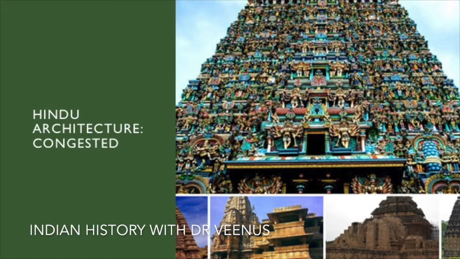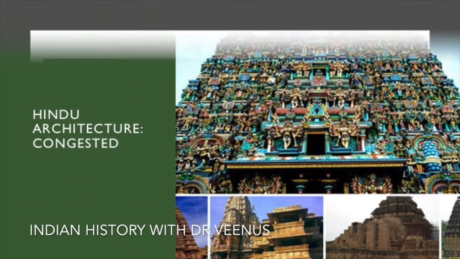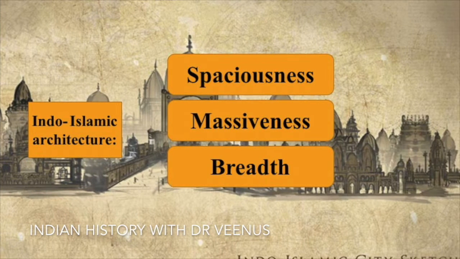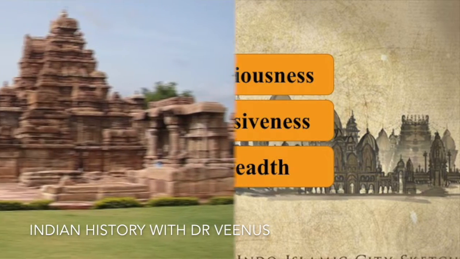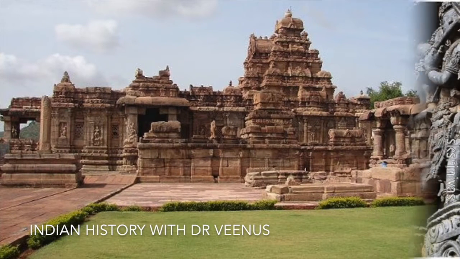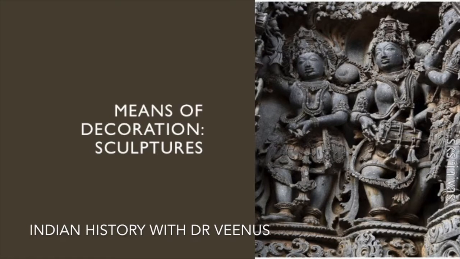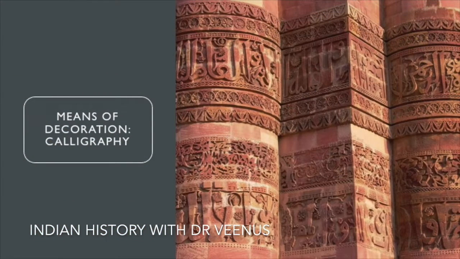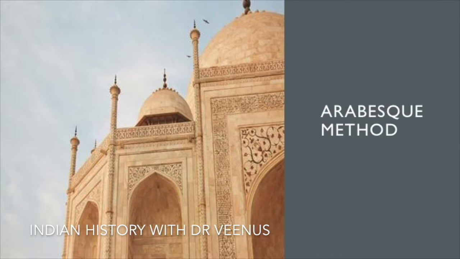While the Hindu architecture had become too congested, the Indo-Islamic architecture introduced spaciousness, massiveness, and breadth to it. While the previous structures used sculptures as means of decoration, the Indo-Islamic architecture used calligraphy as means of decoration. Arabesque method was also used for decoration.